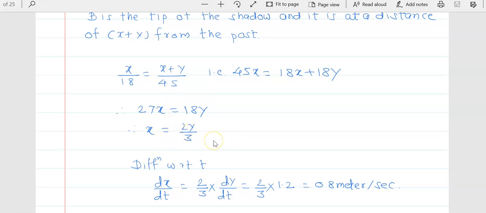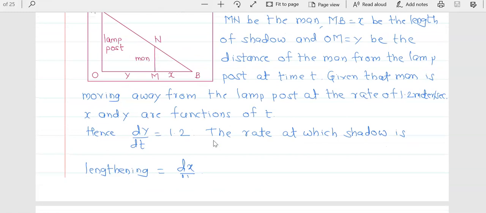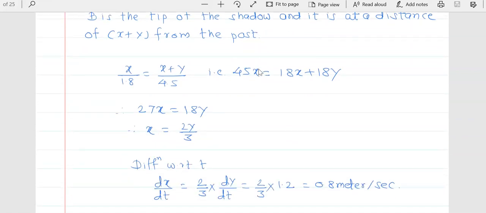Now differentiate this. We want to find out the rate at which the shadow is lengthening. As we go farther from the lamp, the shadow keeps getting longer and longer. That is what we want to find out.